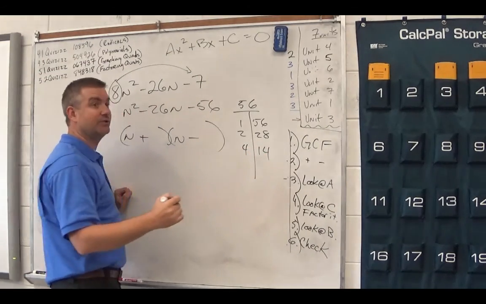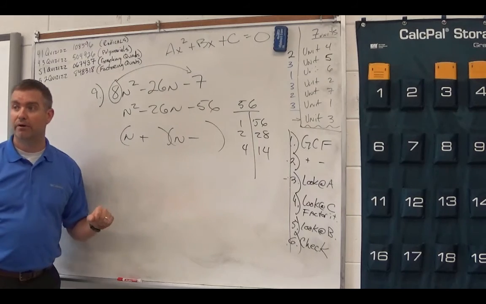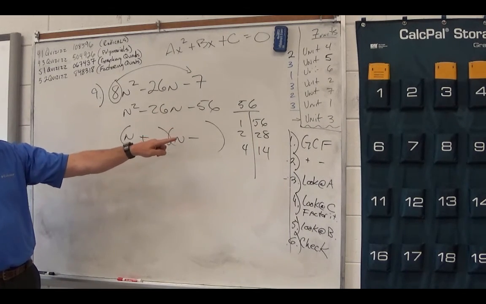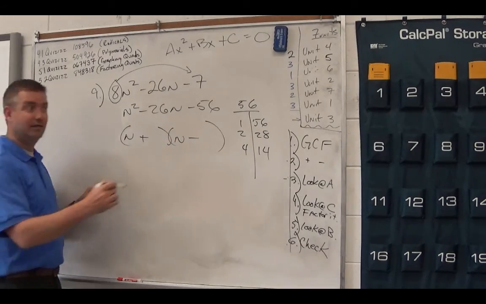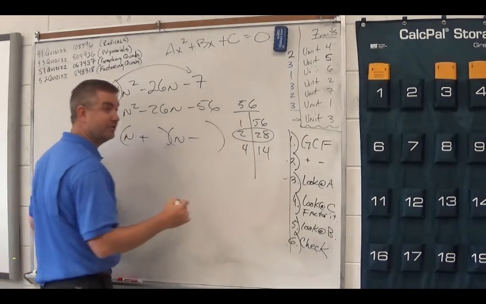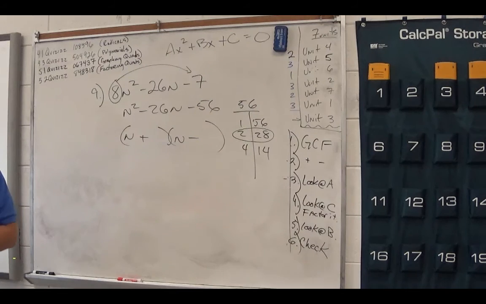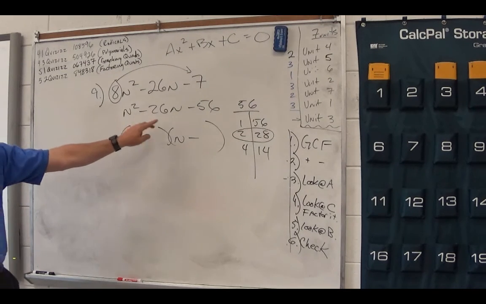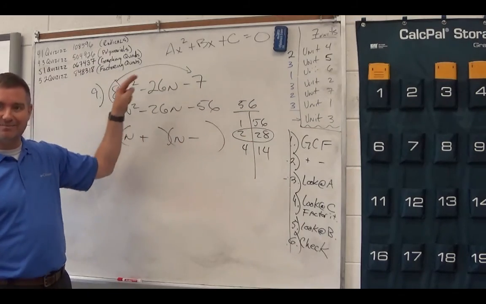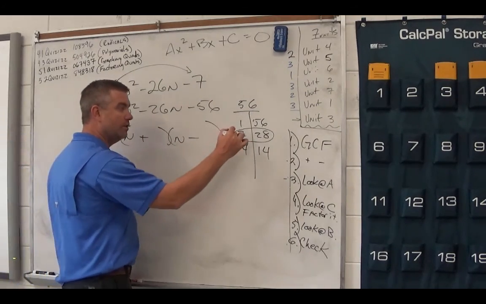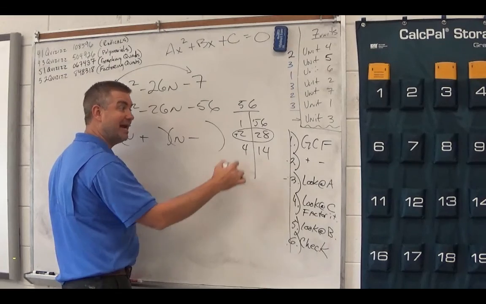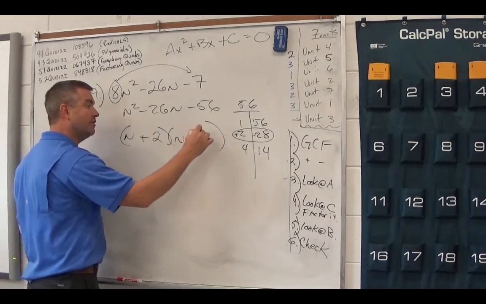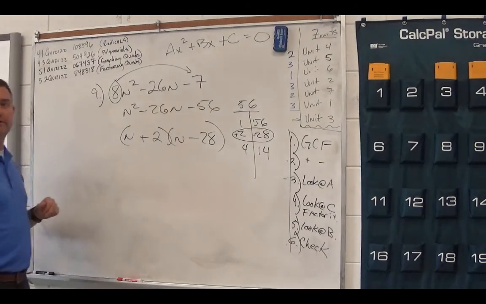What am I trying to get to? Uh-oh. I'm trying to get to 26 in the middle. Any of those factors maybe give me 26? Which one? This factor right here will give me 26. If I manipulate it correctly, I need to get to negative 26. How can I take these two numbers and make them negative 26? That one needs to be positive and that one needs to be negative. So positive 2 needs to go here and 28 needs to go here.